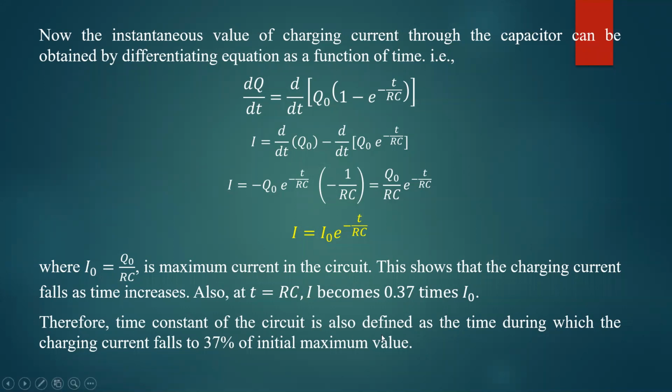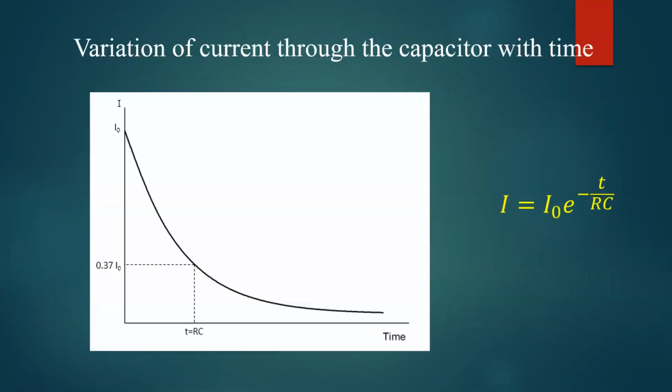The time constant of the RC circuit is also defined as the time during which the charging current falls to 37% of its initial maximum value. 37% of the initial value is observed at t equal to R into C. So this is the graph. If you plot the graph of this equation, I versus time, current decreases exponentially. And at t equal to RC, the current becomes 0.37 times that I naught, the maximum current.